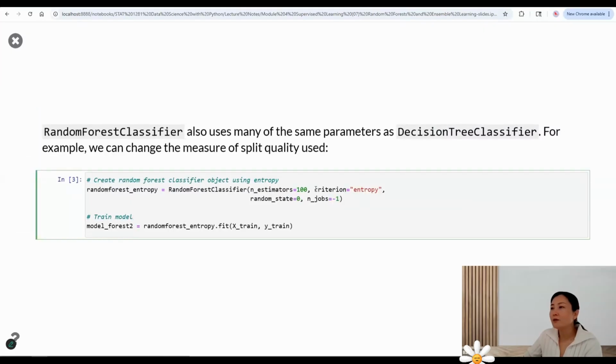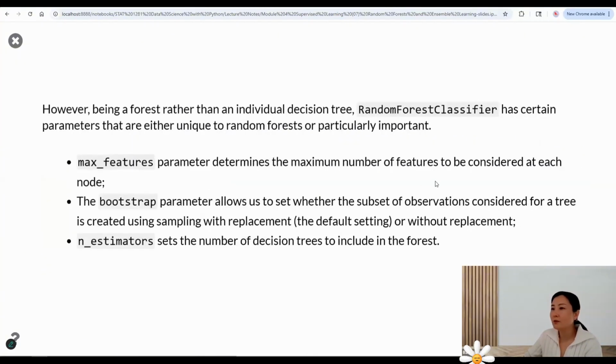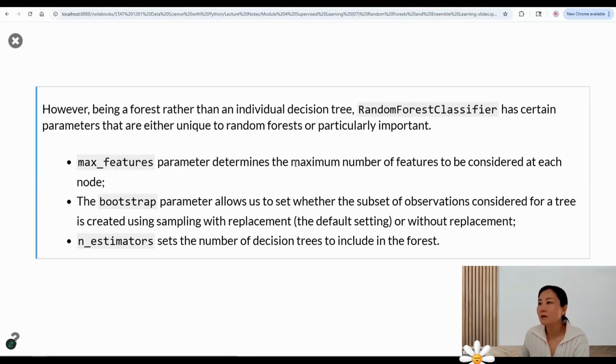We can also use other criteria, for example entropy, to build a tree, and we can get similar results. Most of the hyperparameters in the random forest model are similar to the decision tree models. However, there are a few that are very important and special. The first one is max features. This determines the maximum number of features to be considered at each node. There are some default values.